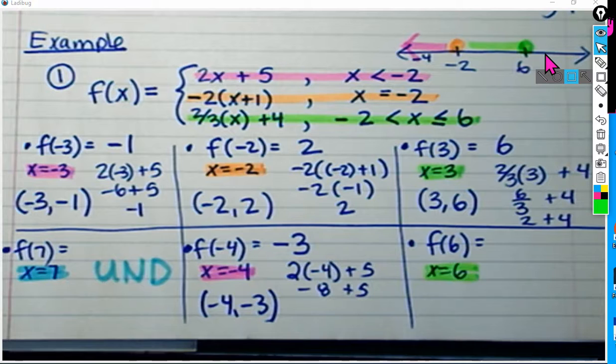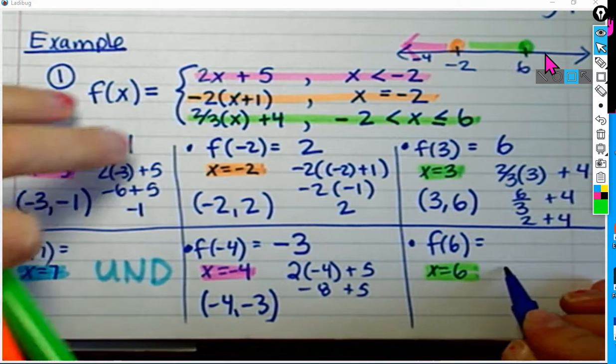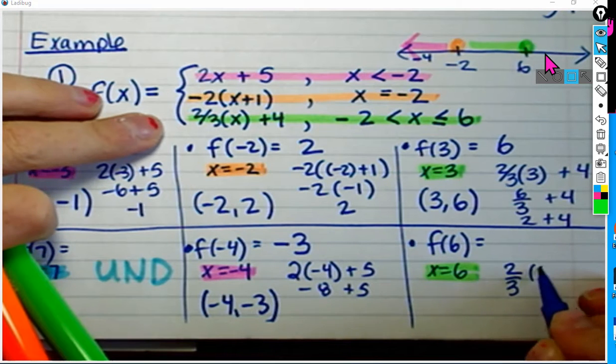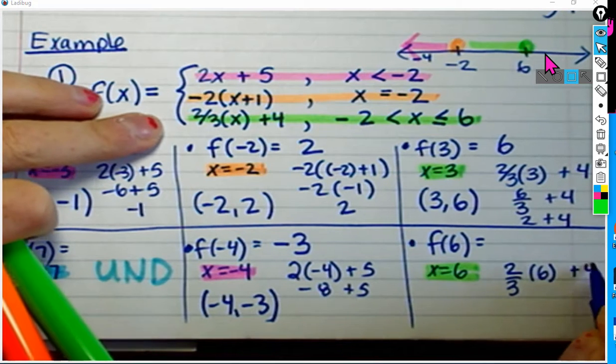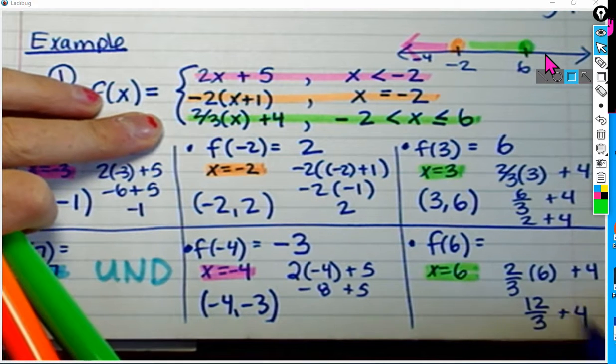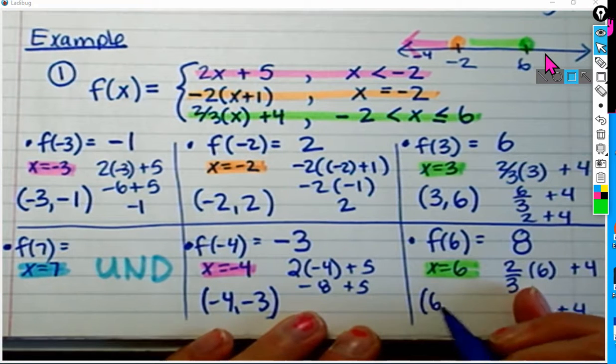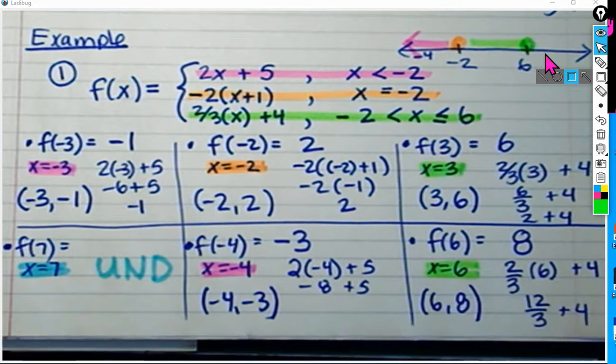Somebody else? What am I going to plug into? Okay, Ethan? Yes, so 2/3 times 6 plus 4, so we get 12 over 3. It's 4 plus 4, which is 8. That's my point.